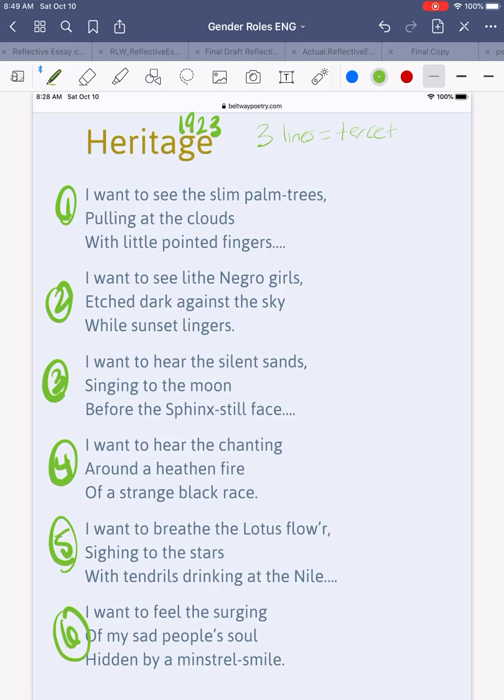All right, now let's look at how the lines begin. Every single stanza begins with "I want to," and then it is followed by a verb. See repeats twice there. Hear, hears twice, breathe, feel. So if we were to look at the verbs in isolation, we would see that it progresses in sensory experience. So I want to see, hear, breathe, and then feel. Also, we can observe that the poem is written in first person with that pronoun I.